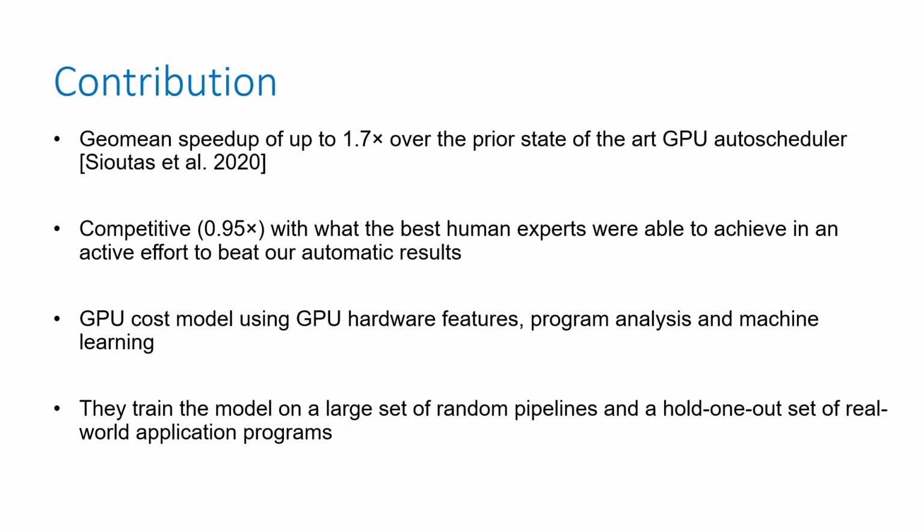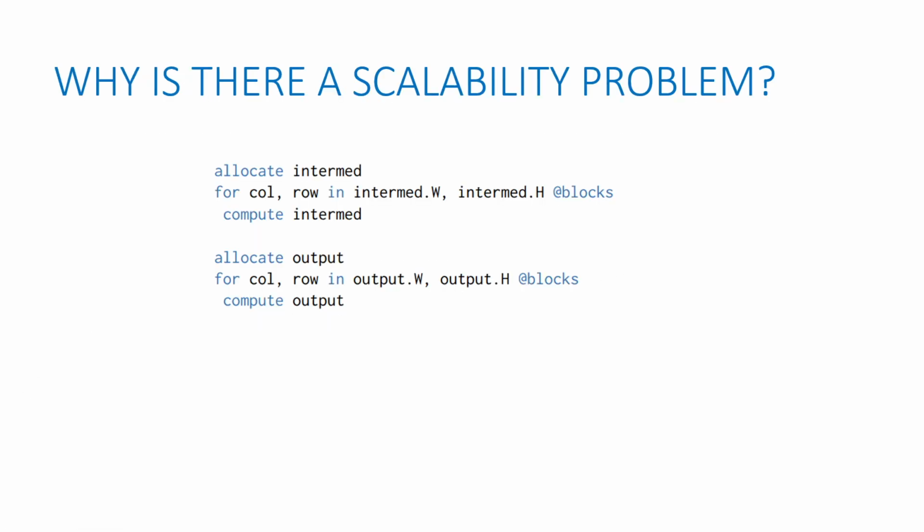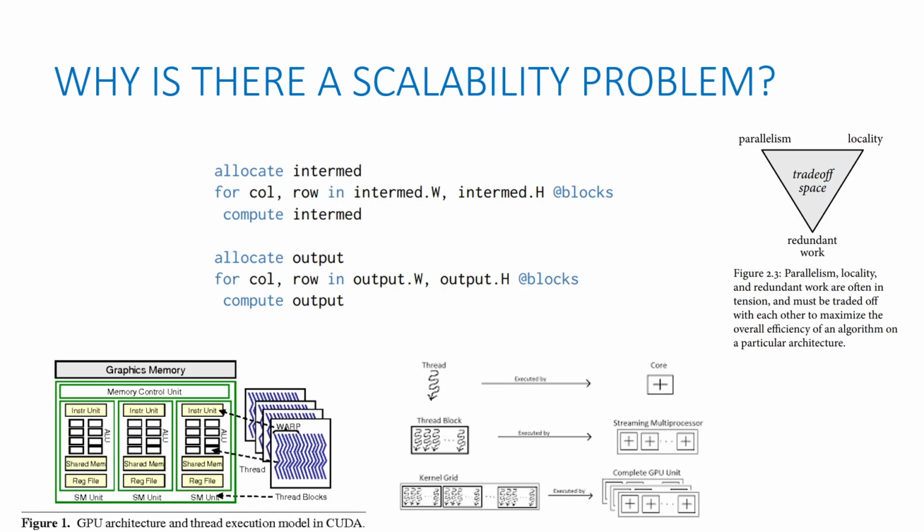As I mentioned before, the cost model is going to include GPU hardware features, and they train their deep learning based cost model for the autoscheduler. They train it with random pipelines, but also they use real world applications. The author, in the section called "Why is Scalability a Problem," is going to show that the search space for finding the optimal schedule for Halide algorithms is quite large.